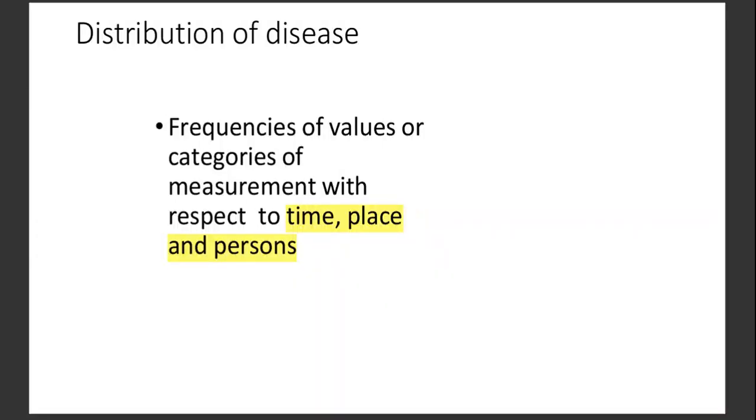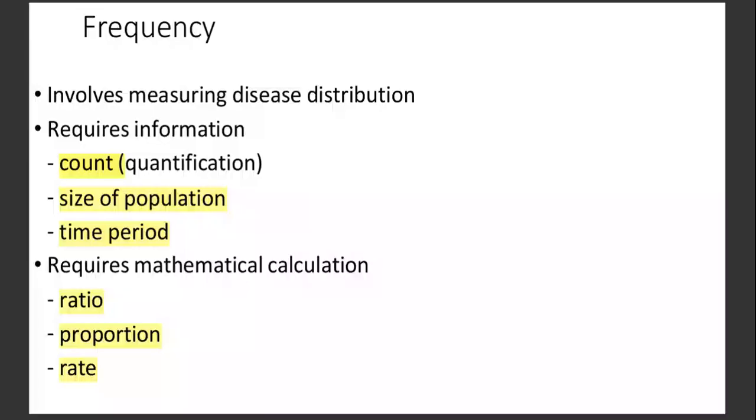Now, when you're talking about the distribution of disease, it's the frequencies or values or categories of measurements with respect to time, place, and person. That's a distribution. You are not only looking at the place where the disease is found, but also the persons that are affected and the time period when people are affected, maybe in the morning, or in the summer or in the winter, right?